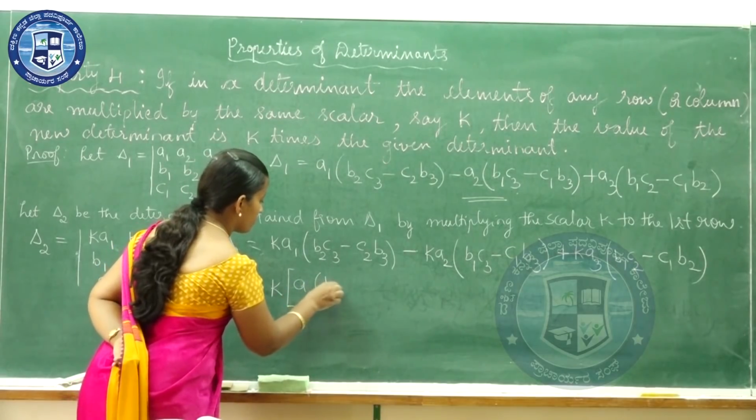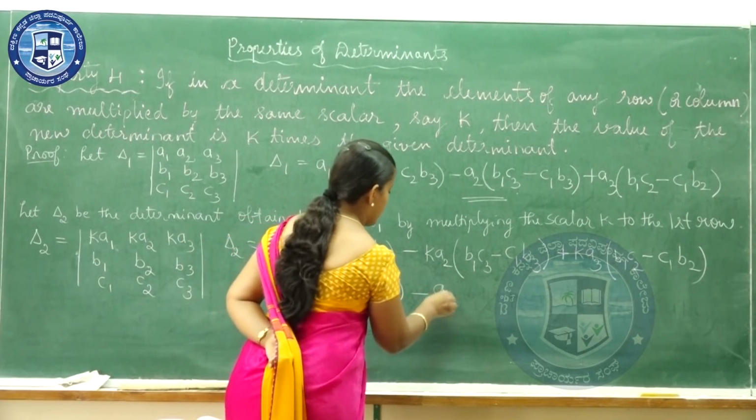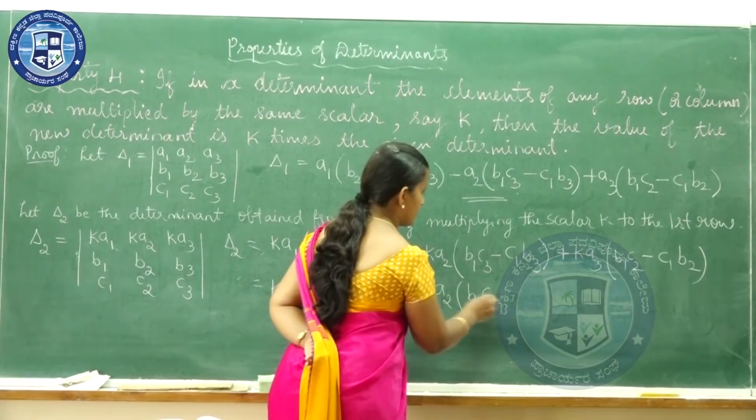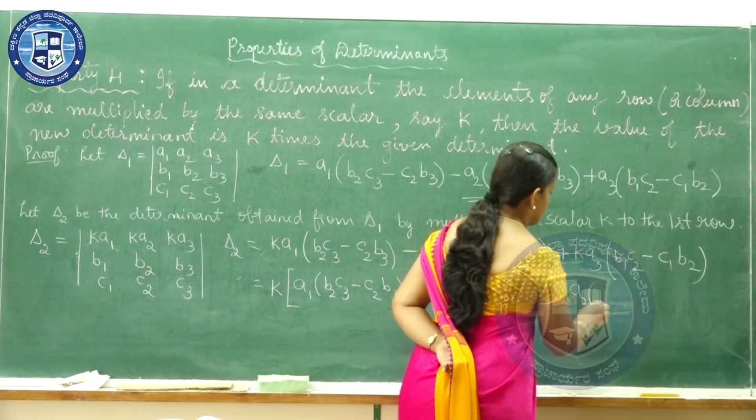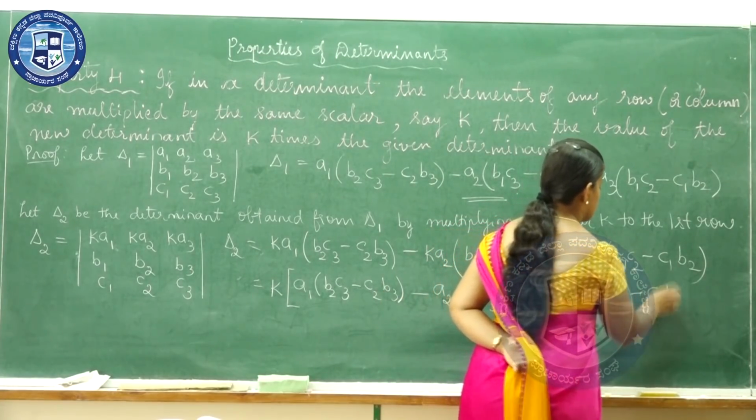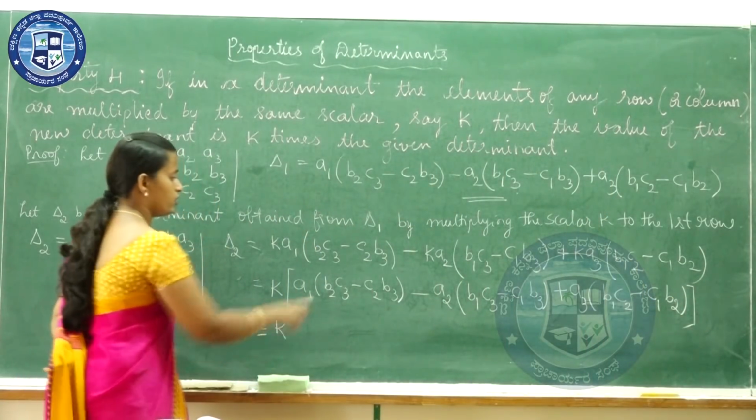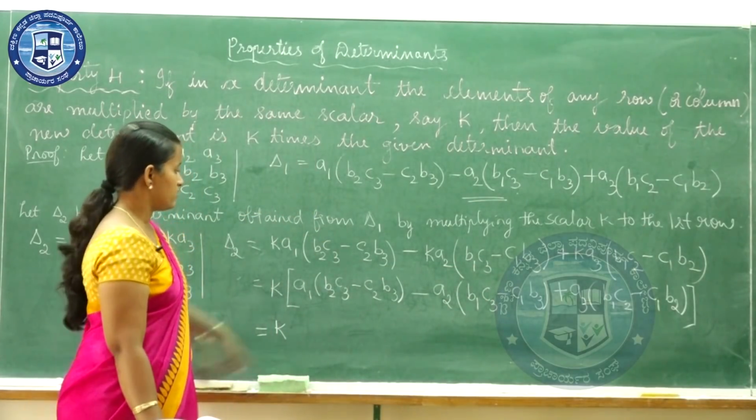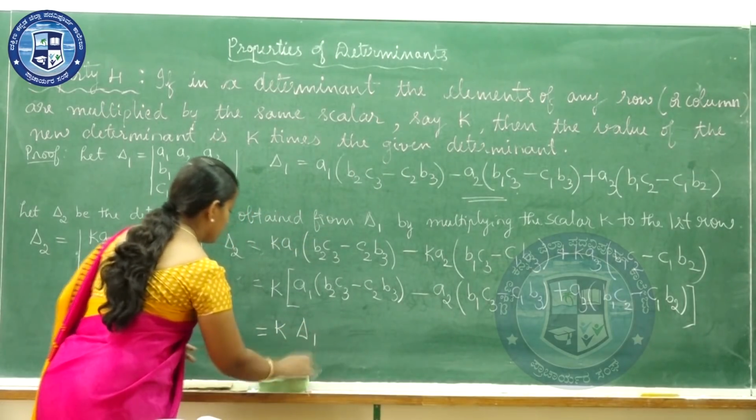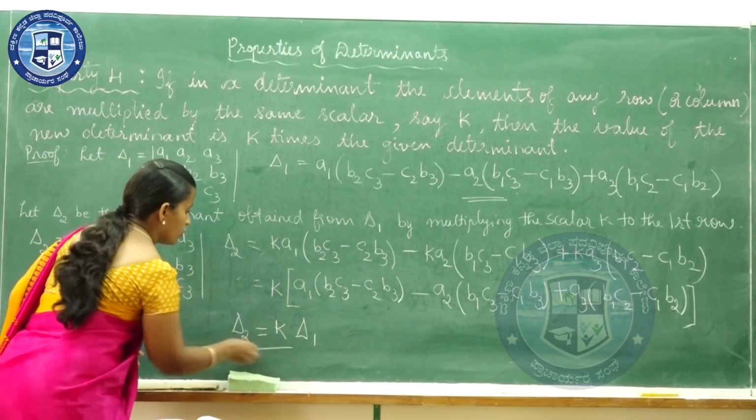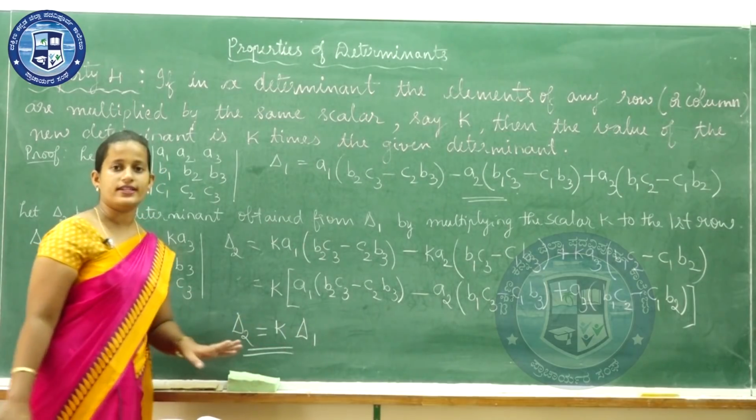A1 into B2C3 minus C2B3, minus A2 into B1C3 minus C1B3, plus A3 into B1C2 minus C1B2. So, that is equal to k into, what is this? Whatever is inside the bracket, compare this with this, it is nothing but delta 1. So, delta 1, here it is delta 2. So, the new determinant that we obtained is scalar times the old determinant.